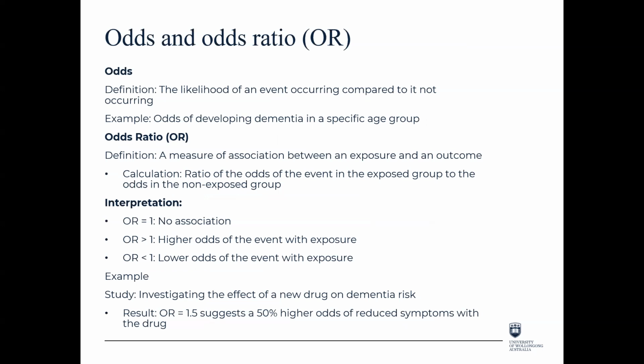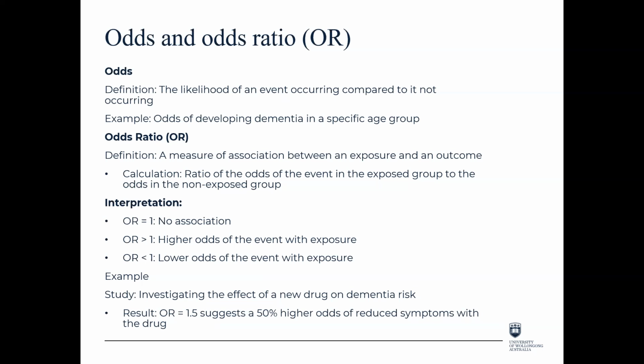Odds and odds ratio. So odds are the likelihood of an event occurring compared to it not occurring. An example is the odds of developing dementia in a specific age group. And then the odds ratio is a measure of association between an exposure and an outcome. So you calculate the ratio of the odds of the event in the exposed group to the odds in the non-exposed group.